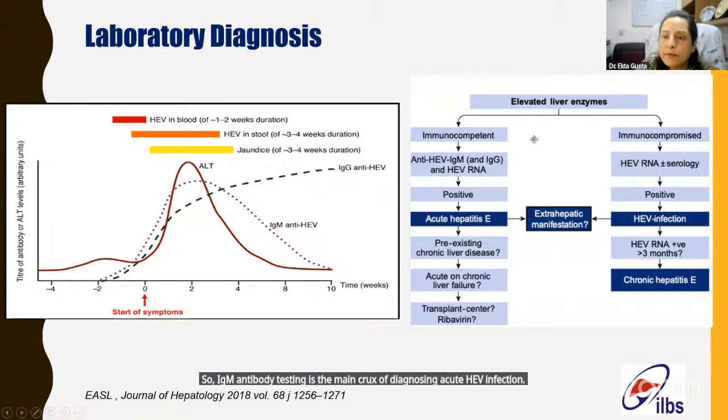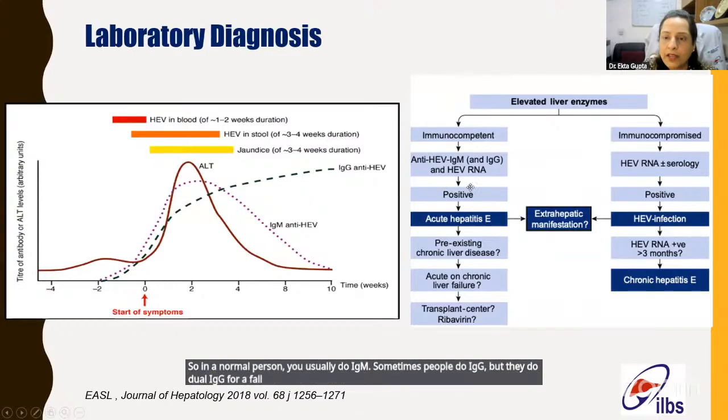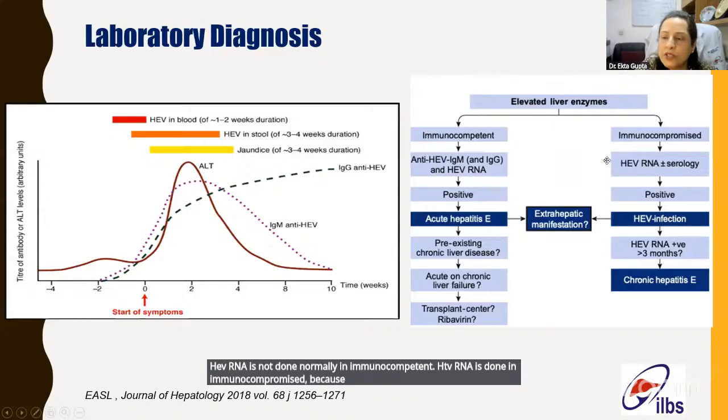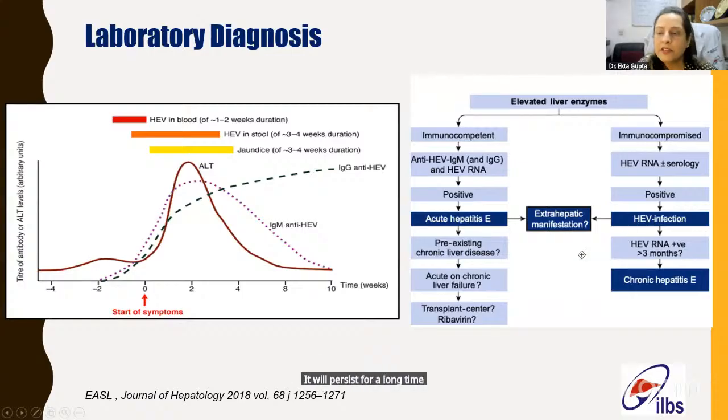So in a normal person, you usually do IgM. Sometimes people do IgG, but they do dual IgG for a rise of antibody. HEV RNA is not done normally in immunocompetent patients. HEV RNA is done in immunocompromised patients because there you want to see the persistence of HEV RNA. As I said, it will persist for a long time. So presence of HEV RNA in blood or feces beyond 3 months is considered as chronic HEV infection.